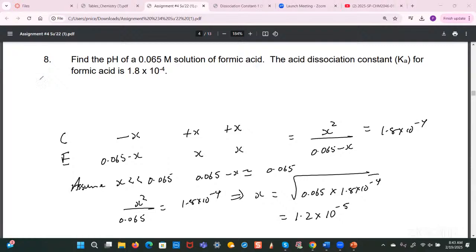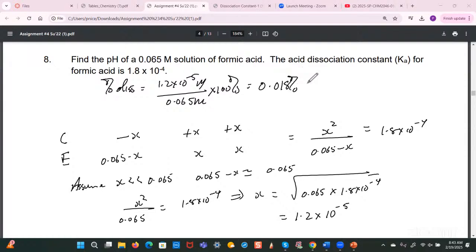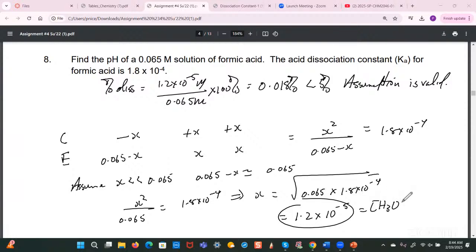So the percent dissociation or ionization would be equal to 1.2 times 10 to the minus 5 M divided by the initial concentration, which is 0.065 M, times 100%. So let's see what that gives. 1.2 times 10 to the minus 5 divided by 0.065 times 100. And according to my calculations, and again, please check to make sure I'm doing the right thing, I got 0.018%, which is obviously less than 5%, which means that the assumption is valid. All right? So therefore, we can go with this to represent the concentration of hydronium, or H plus. So based on that, we can calculate the pH.